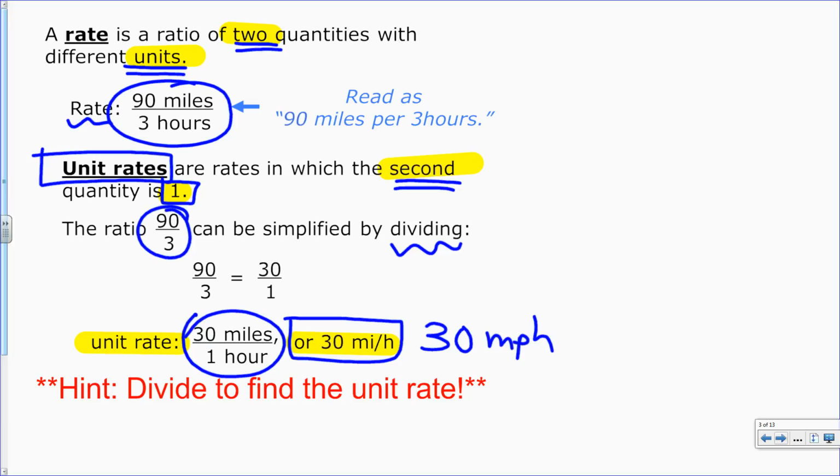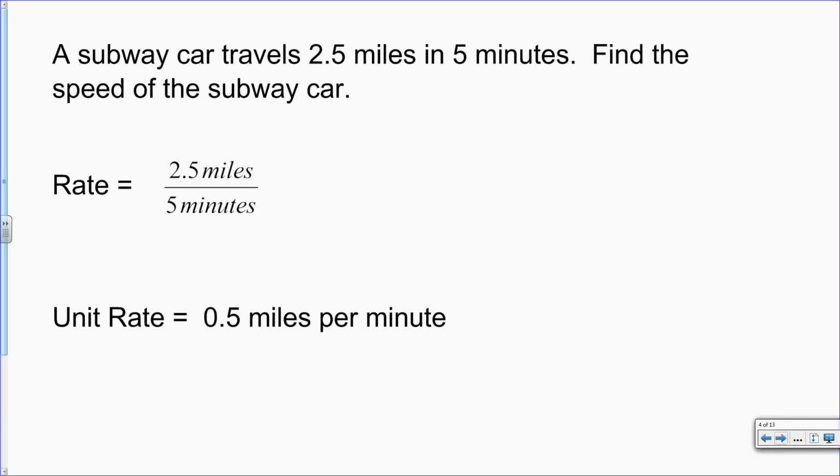So the thing we want to remember with unit rate, and it's on your paper, you might want to star it or something, is that you have to divide to find the unit rate. That's what we did on our Walmart activity, so that should be what we work on. So let's look at an example. A subway car travels 2.5 miles in 5 minutes, and I want to find the speed of the subway car. Now your notes say rate, and then you've got a blank line, and then you've got this. The blank line's a mistake, so cross that out.